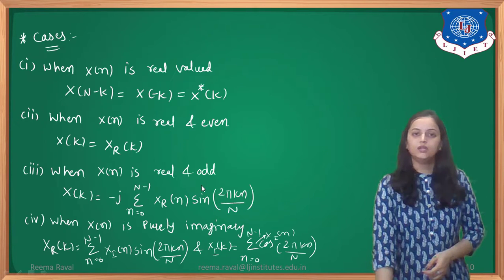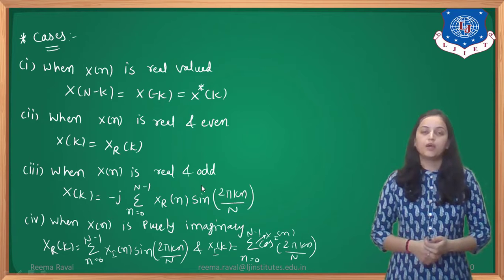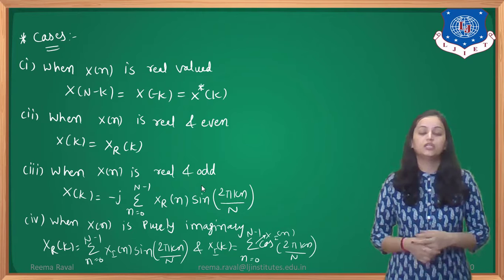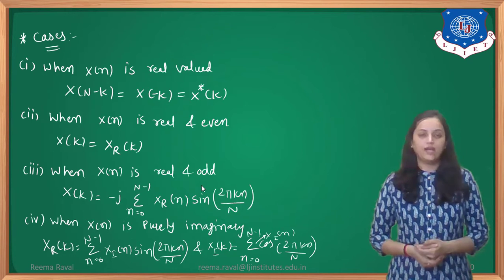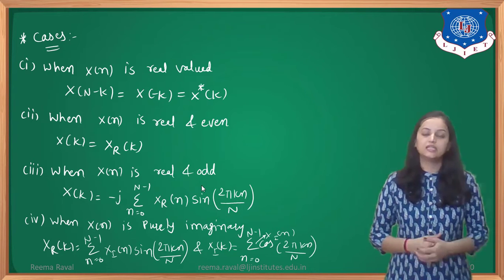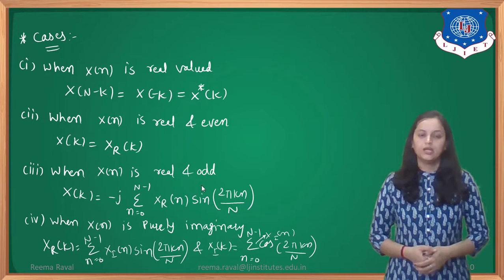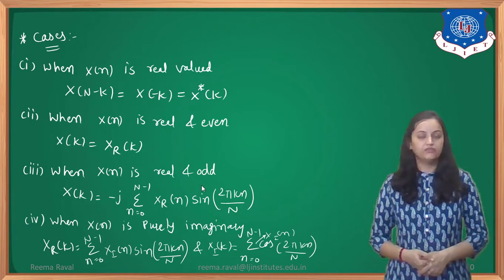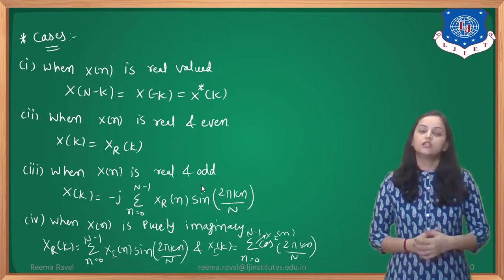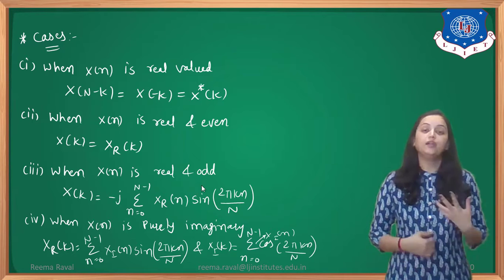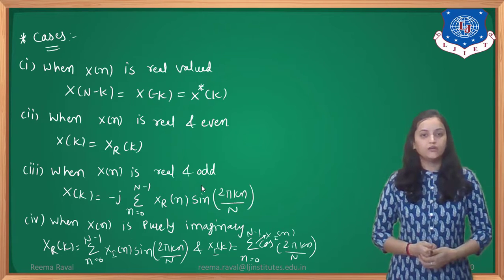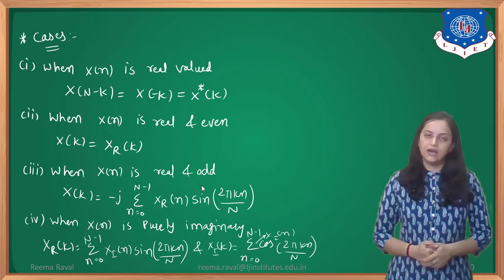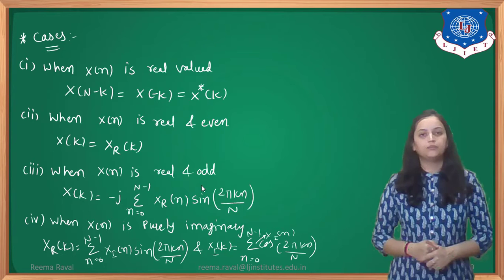Okay. Now for this symmetry property there are 4 cases. The first case is when we are considering x of n with real values. So for that x of N minus k will be equal to x of minus k, that is equal to the conjugate of x of k. Second case is when x of n is real and even. So for that x of k will be equal to the real part of x of k. Third case is when x of n is real and odd. So for that x of k equals minus j summation of n equals 0 to N minus 1 xr of n into sin 2 pi kn by N.